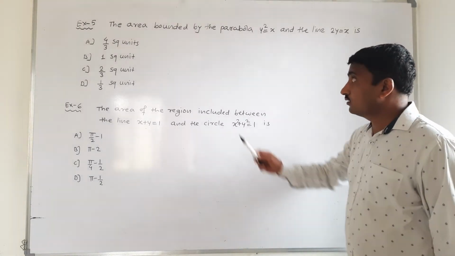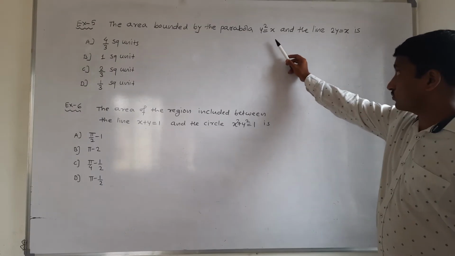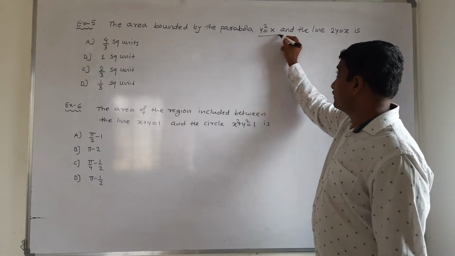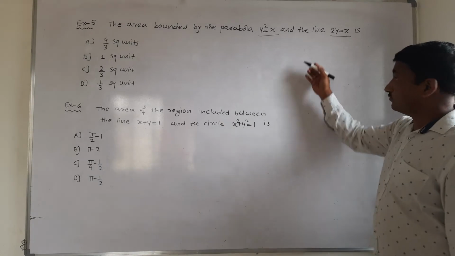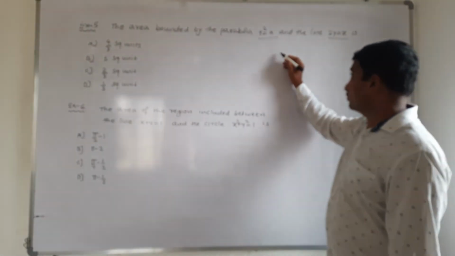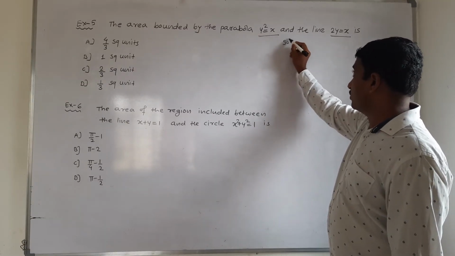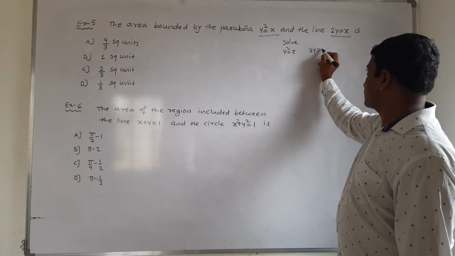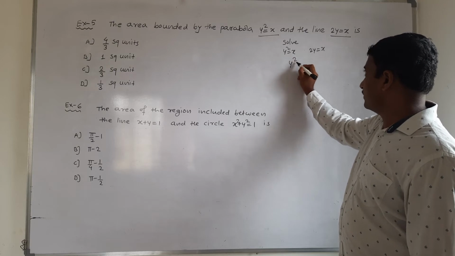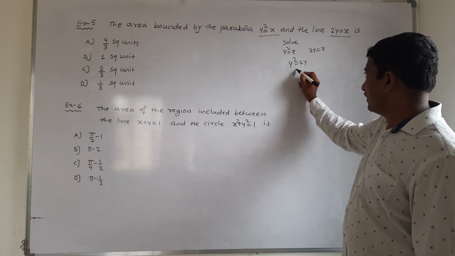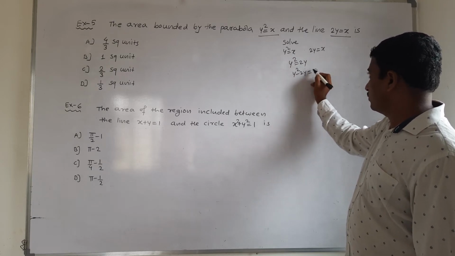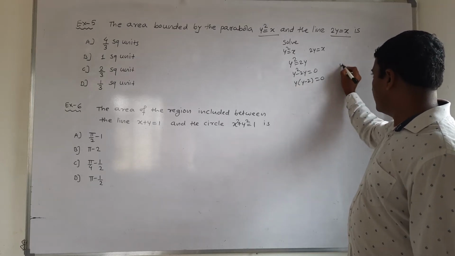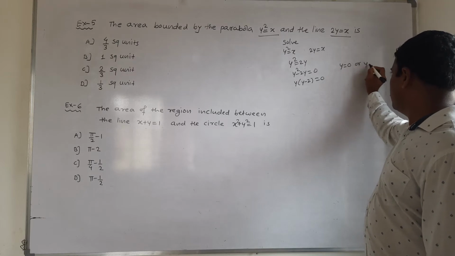Next example: the area bounded by the parabola y square is equal to x and the line 2y is equal to x is dash. Now this is the parabola, this is the line. First we find the points of intersection of these two, that is, we solve these two equations: y square is equal to x and 2y is equal to x. Put x equal to 2y in this: y square is equal to 2y. That is y square minus 2y is equal to 0, y outside, y minus 2 is equal to 0. Therefore y is equal to 0 or y is equal to 2.